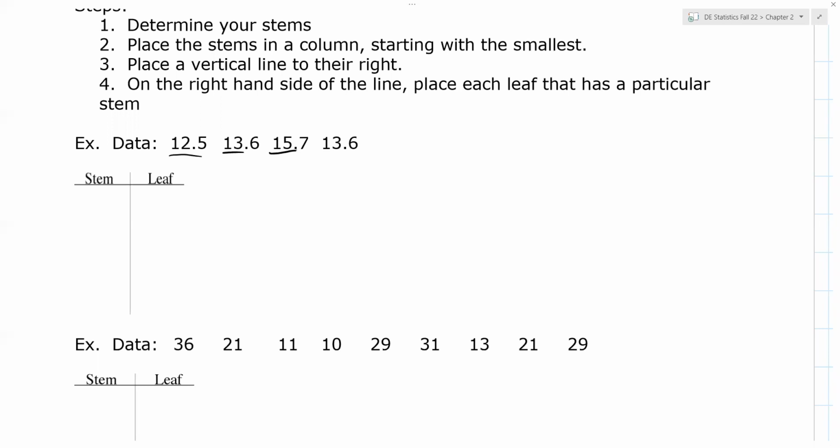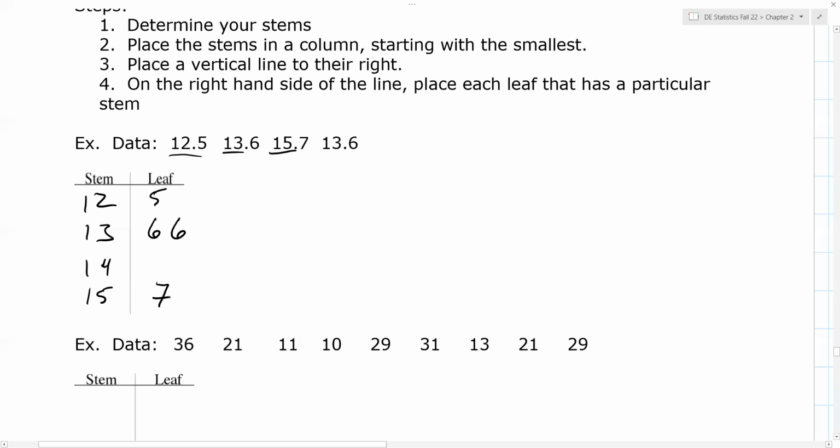So my question is this: is that acceptable? Is that what a real number line looks like? No, it is not. And just like with histograms, anytime we're dealing with quantitative data, we have to treat it like it's a real number line. So once we start at 12, we have to go 12, 13, 14, 15. And then we just leave 14 blank, representing the fact that there are no leaves for 14. So for 12, we have 1 leaf of 5, 13 has 6 and 6, and then 15 is 7.